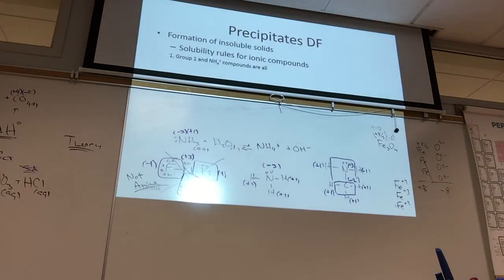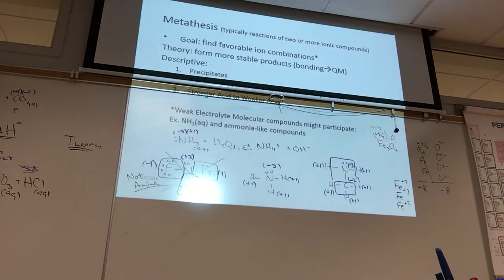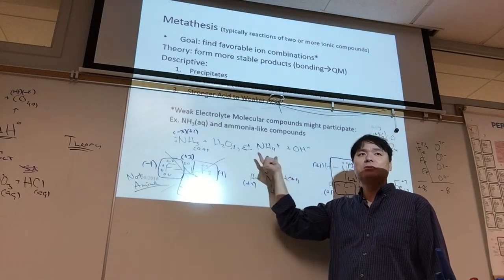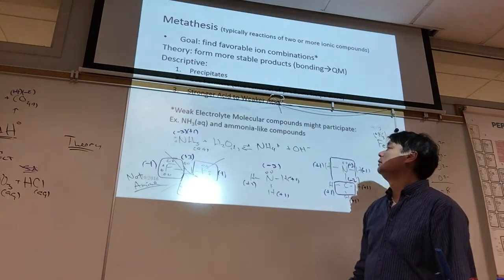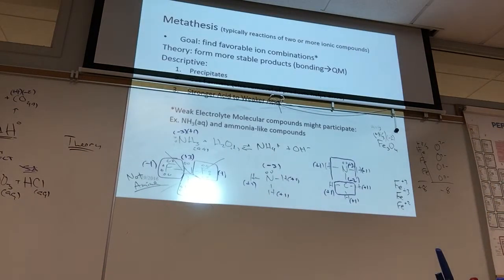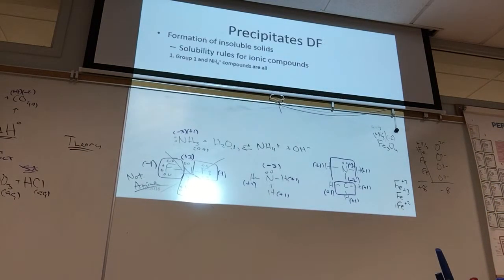So ammonia and amines can also participate in metathesis reactions because they're going to form some hydroxide. The hydroxide likes to form precipitates with certain metal ions. There are a lot of insoluble hydroxides. There are lots of different precipitates, so let's take a look at some of the precipitates.